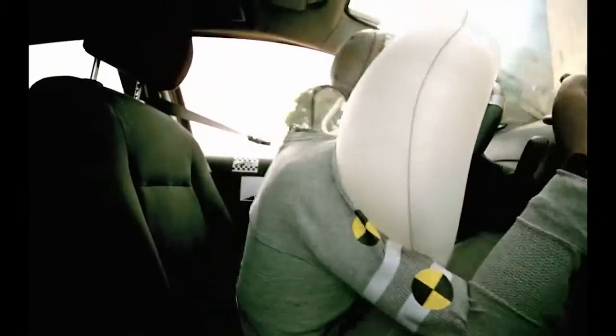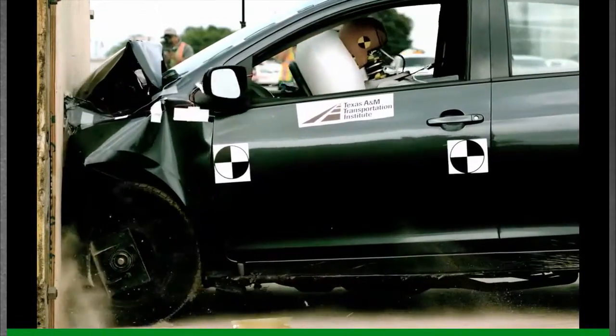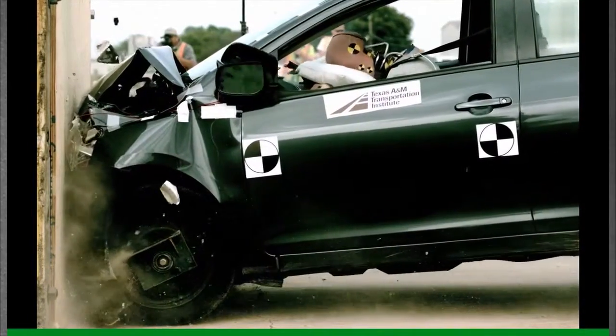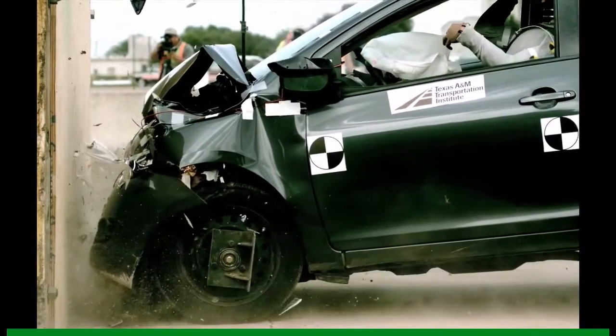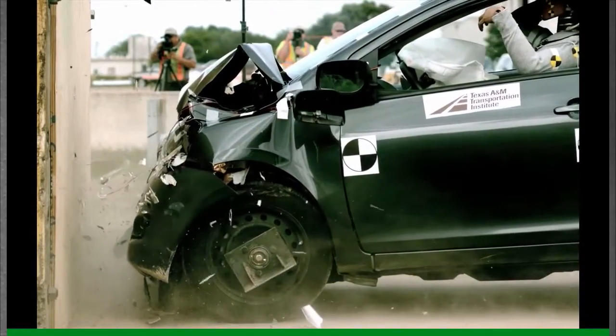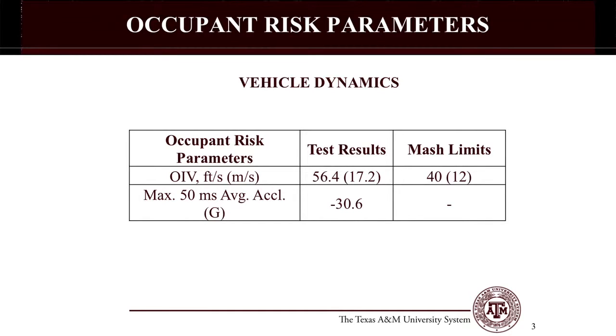A frontal crash test was performed with a Toyota Yaris vehicle model, impacting a rigid wall at a 90-degree angle and at a speed of 35 mph as per NCAP guidelines. An H3 ATD was placed in the driver position and was restrained with a seatbelt. The car was instrumented as per MASH standards. During the crash event, an occupant impact velocity, or OIV, of 56 feet per second and a maximum 50 millisecond average acceleration of almost 31 g were recorded.